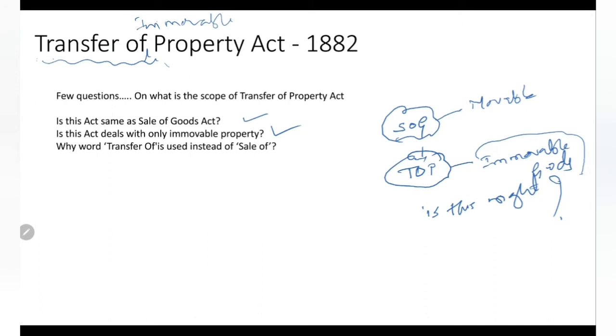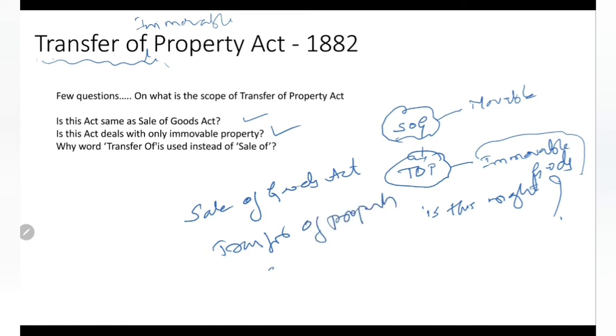Then the third question: when for the sale of goods they have called it the Sale of Goods Act, then why here Transfer of Property? Here also they could have used Sale of Property. So these are a few basic fundamental questions that arose in my mind when I started studying the Transfer of Property Act 1882. Let's see the overall scope of the Act, and then we will come back and see the answers to these questions.